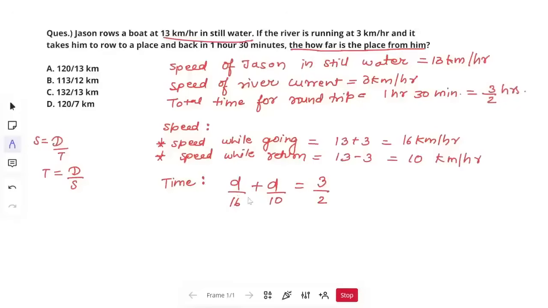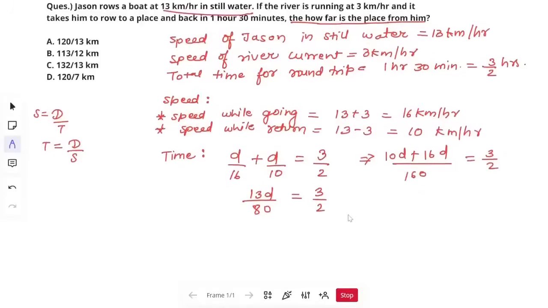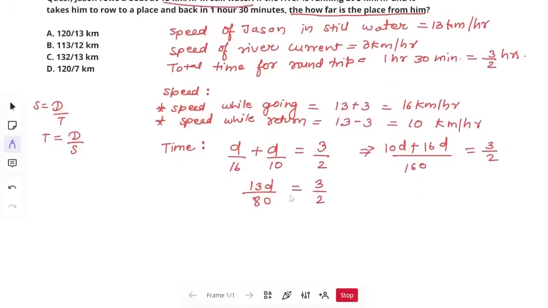You can do it in any way. You can take the LCM, or directly cross multiply. Once you solve it, you will get 13d divided by 80 is equal to 3/2. I'm not solving it quickly. Otherwise, if you want to solve it, this will multiply there 10d plus this will multiply there 60d, and then both multiply below 160, and then this will be 3/2. Further you will solve by cross multiplying, cutting off the extra values, and then you will get the final equation. Based on this equation we are going to find the value of d.